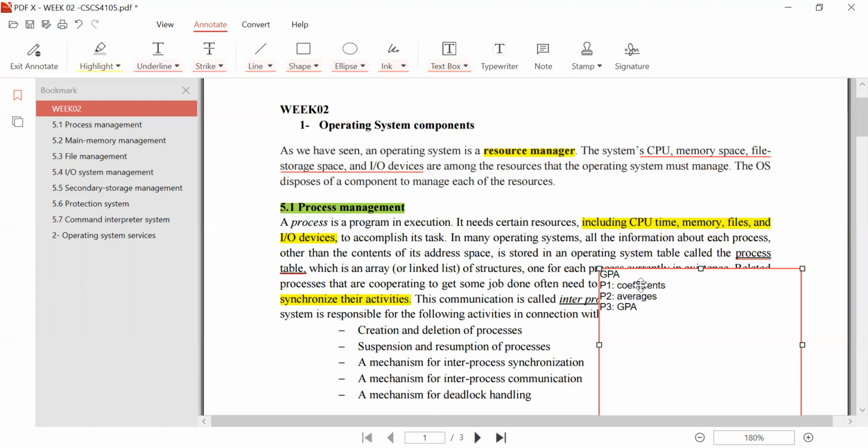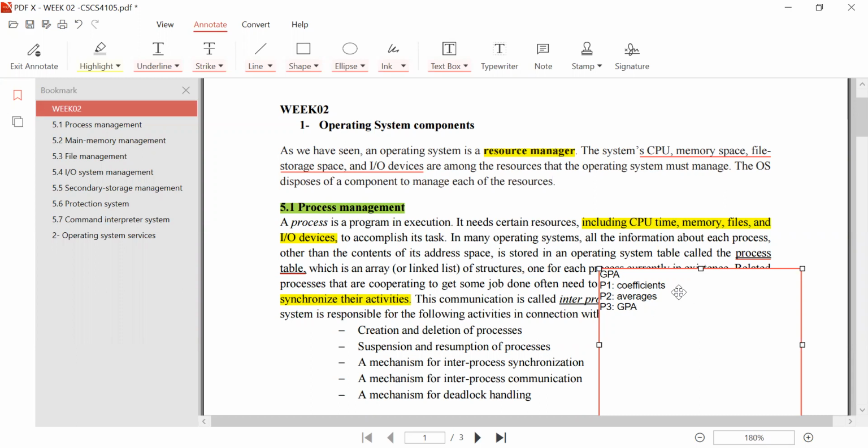But now they are separated. Process one has its own objective, which is to come out with the coefficients. Process two has its own objective, which is to come out with the averages. Process three has its own objective, which is to come out with the GPA at the end of it. Maybe the output from process one will serve as input to process two, and the output from process two will serve as input into process three.